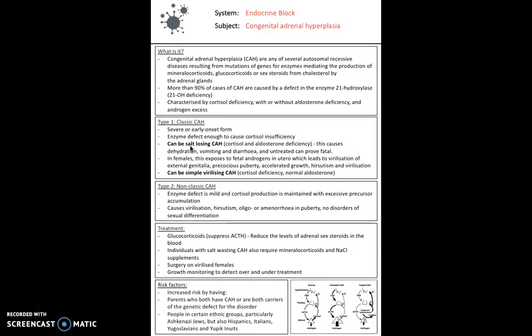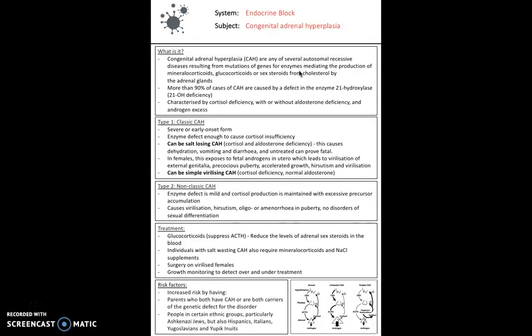Next we have congenital adrenal hyperplasia, and what's really important to remember about this condition is that it's as a result of a defect in the enzyme 21-hydroxylase. Now what's really important about this is that more than 90% of cases of congenital adrenal hyperplasia are linked to a deficiency of this enzyme 21-hydroxylase. So it's an autosomal recessive condition as a result of a mutation of a gene for enzymes which produce the mineralocorticoids, glucocorticoids, and sex steroids. And essentially remember, all these pathway steroids come from cholesterol. It's a long pathway, but the key important fact is it's derived from cholesterol at the start.